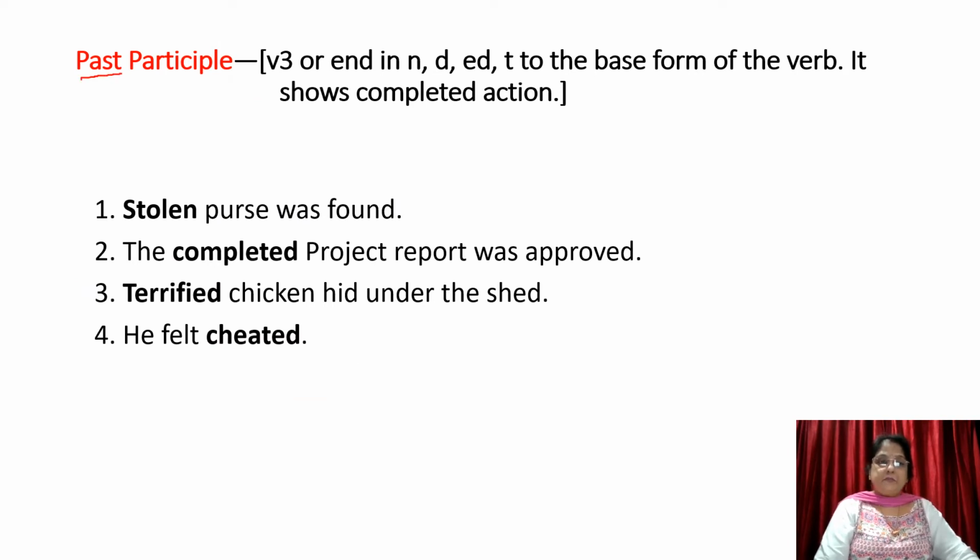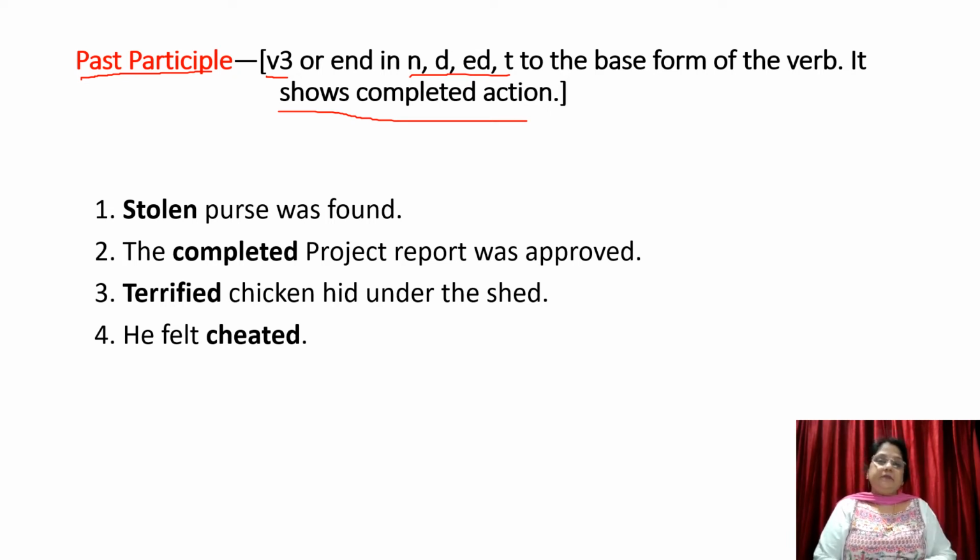Past participle. To form the past participle, we use the third form of the verb, or sometimes it ends in N, D, ED, or is the base form of the verb. And it shows completed action. Third form of the verb use की जाती है past participle बनाने के लिए.